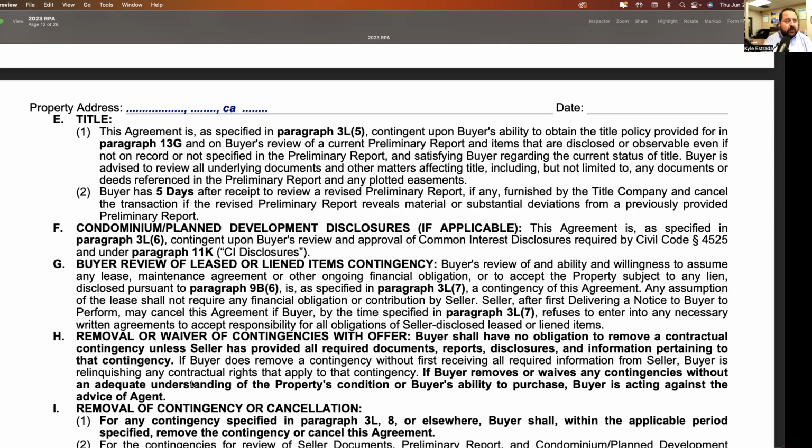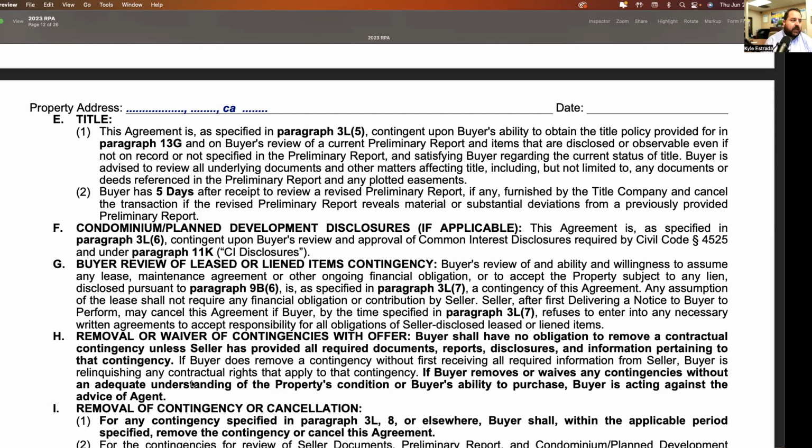Buyer has 5 days after receipt to review the revised preliminary title report, if any, furnished by title company. That's if there's a new one that comes out. Cancel the transaction if the revised preliminary report reveals material or substantial deviations from the previously provided preliminary report. So if a new prelim gets sent out to the buyer, just like with some of your mandatory disclosures, the mandated disclosures from the state, and we'll talk about those in a little bit, you get an extra 5 days to review, even if your contingencies have been removed. But all it's saying is, look, based on the prelim, we have the right to get clear title.